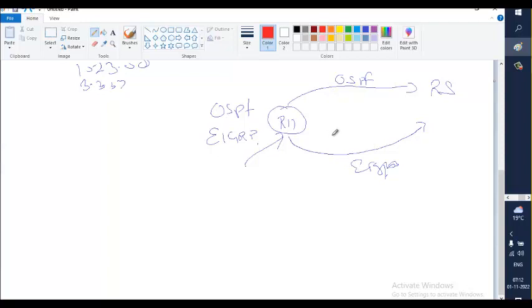Now, in a Cisco router, to make EIGRP the highly preferred protocol, a number 90 as administrative distance is given, whereas for OSPF it is 110. Repeating again.